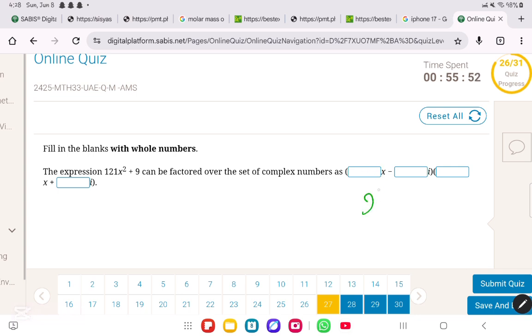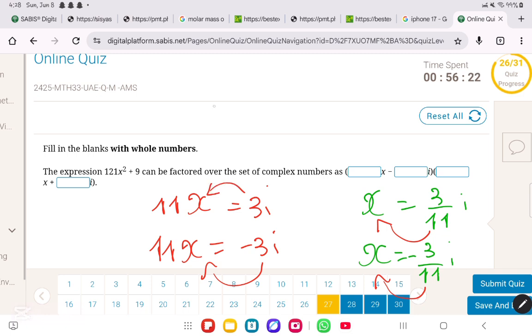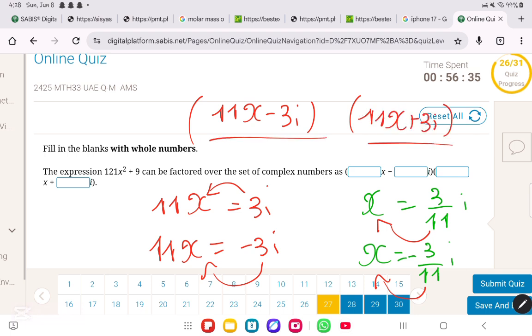You have root 1, which is 3 over 11i. And then you have root 2, which is minus 3 over 11i. Okay, move 11 from both sides. You're going to get 11x is equal to 3i and 11x is equal to minus 3i. And now you will move both sides to get the two factors, which is 11x minus 3i and then 11x plus 3i. Okay, this is one way of doing it.